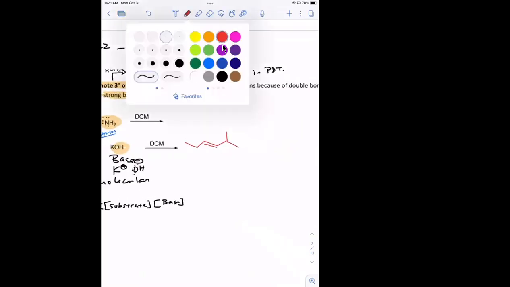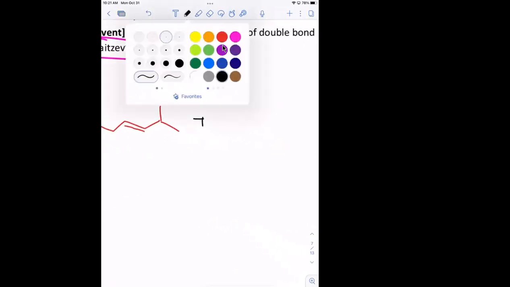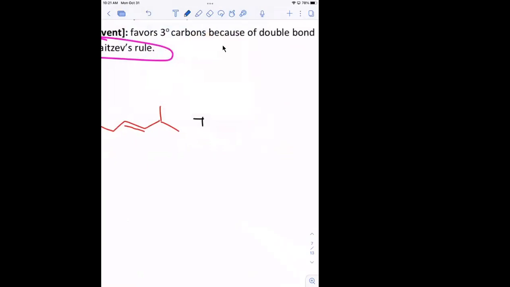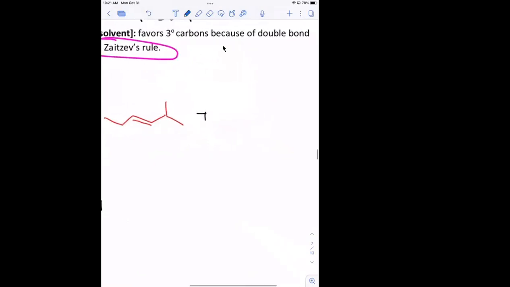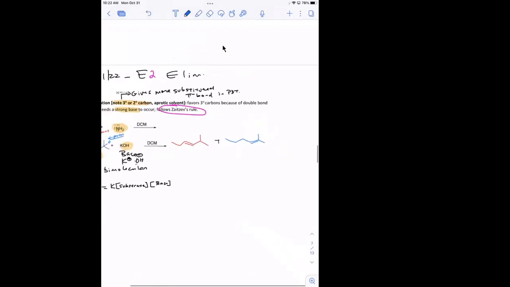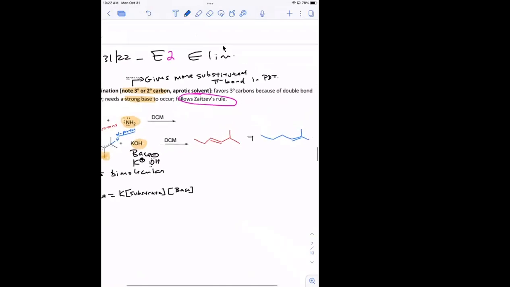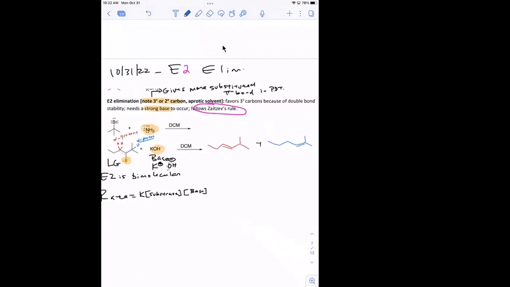This is going to be a competitive process because you've got two sets of alpha protons. So my other product is going to look like this, double bond here. Questions about that? Look back at the starting material, the substrate. You can see we could predict where a double bond is going to be based on where the leaving group is.